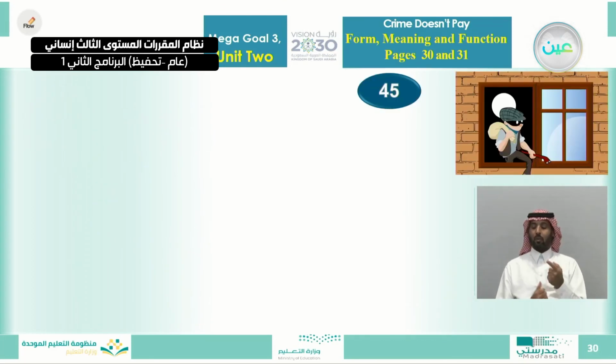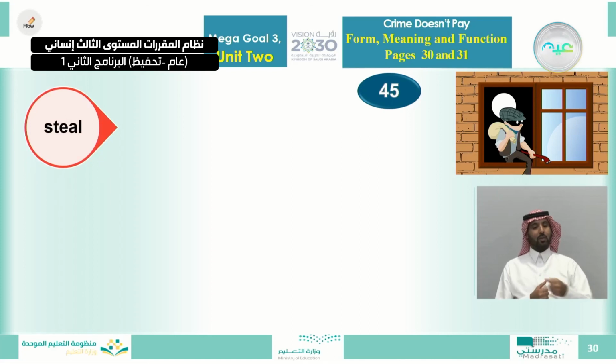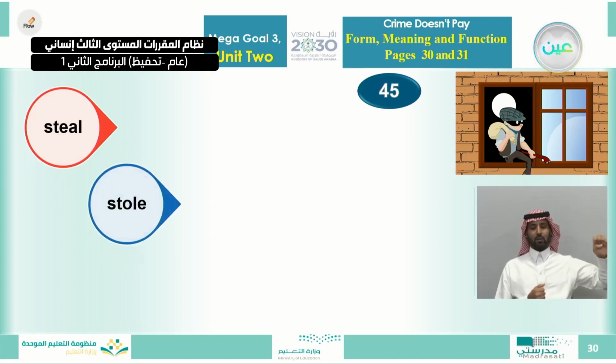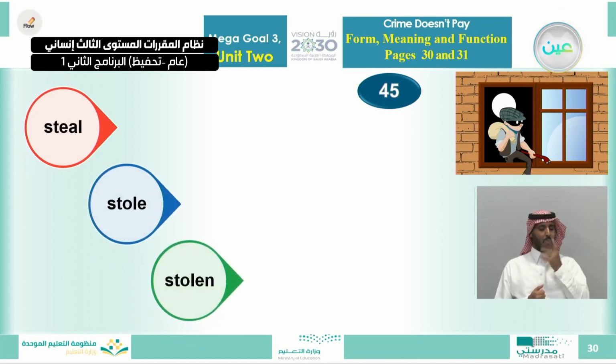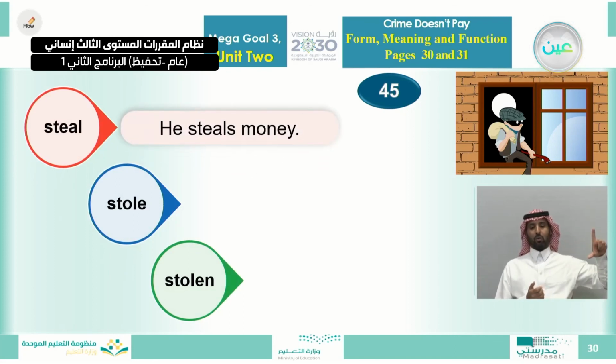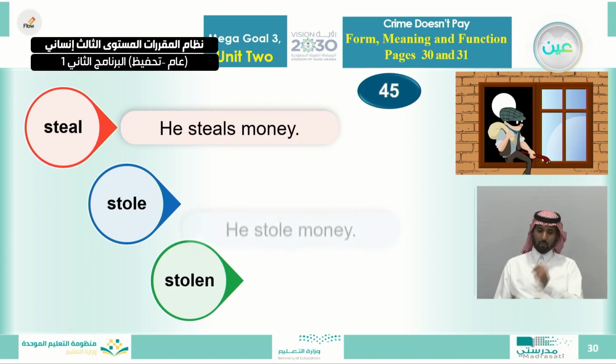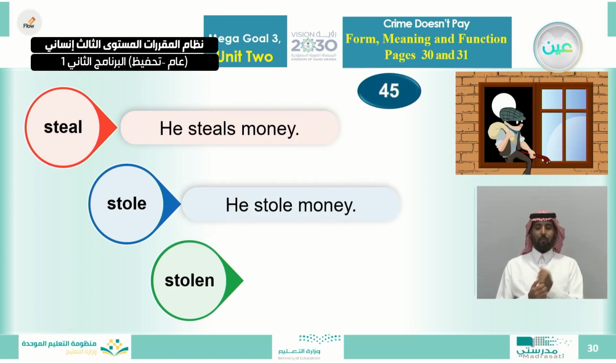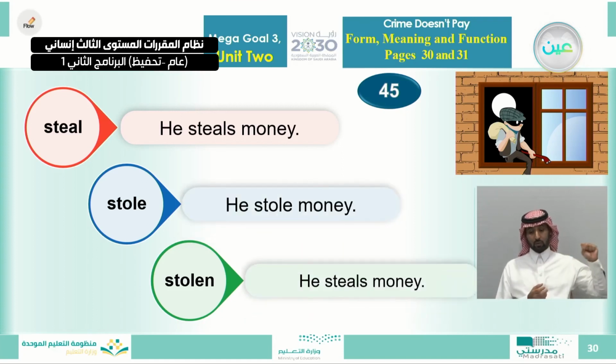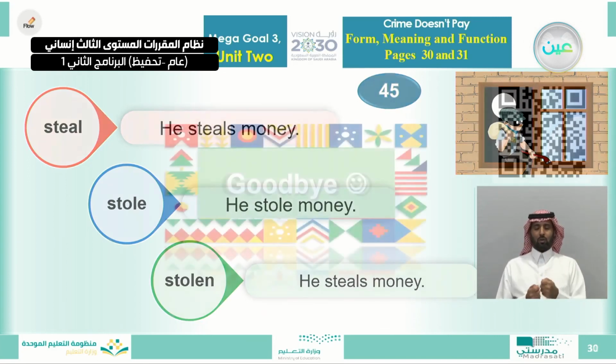The last verb of today is steal, يسرق. So we can say steal, stole, and stolen. How can we use it in three sentences? He steals money. It's a habit, okay? And in the past, we say he stole money. And in the past participle, he has stolen the money. Okay, sorry, he has stolen the money.